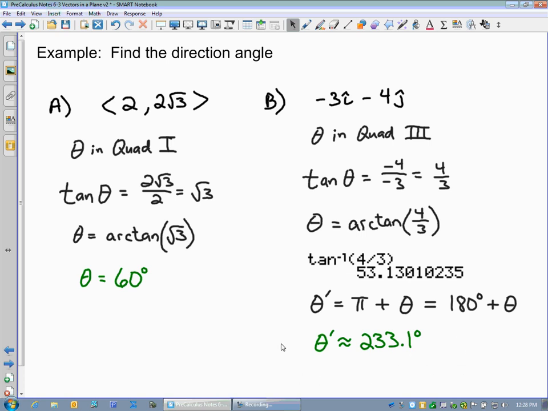Now, remember your calculator adjustments, I'll mention them here just so I don't leave them out. For sine, it's going to be pi minus your first answer gives you your second answer. And for cosine, it's going to be 2 pi minus your first answer gives you your second answer. But since we're dealing with tangent, it's going to be pi plus your first answer gives you your second answer. All right, and with that, we are done.